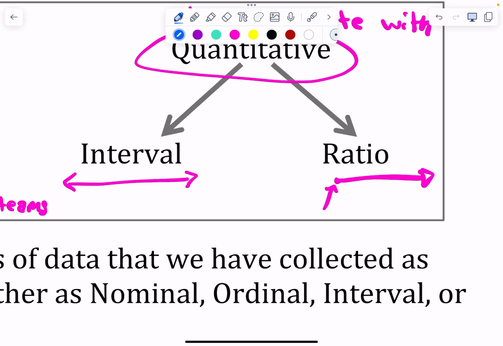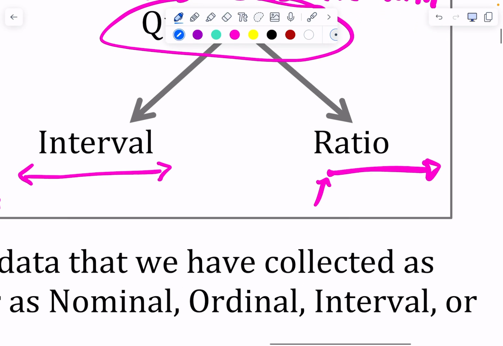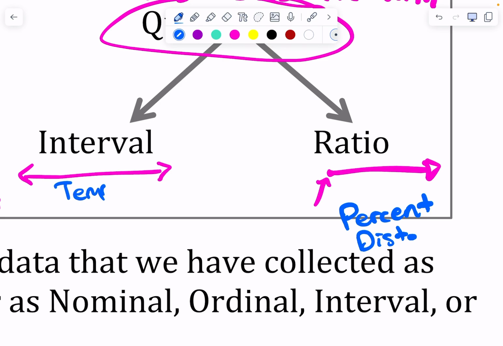Percent on a test would be ratio. Distance would be ratio because you cannot go in negative distance, right? Okay, what about interval? Change in something. Change in temperature. Temp or change in temp. You could go up or down, right? That is interval, so you can go left or right in that case, okay?